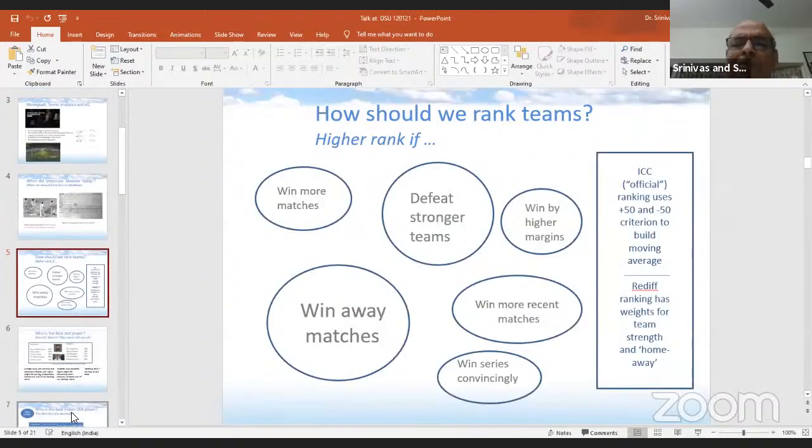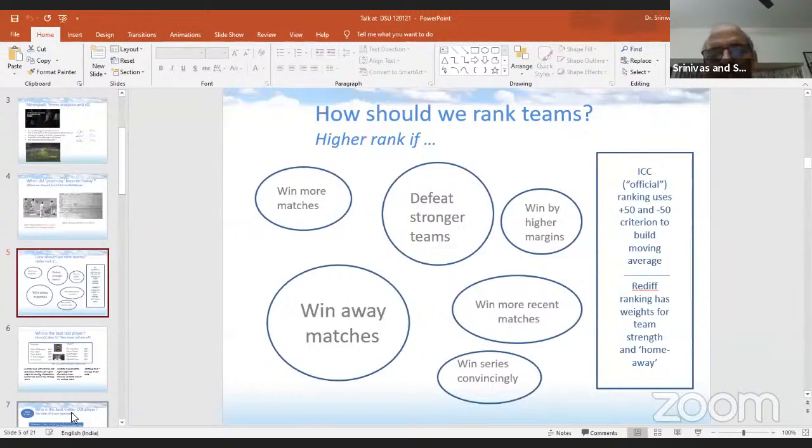Okay, how do we rank teams? Now, there are ranking schemes, and in fact, they keep changing the ranking schemes. There is an official ranking scheme for Tests and ODIs and T20s. ICC has an official ranking scheme. I don't think it's good at all. I don't think it's really good.